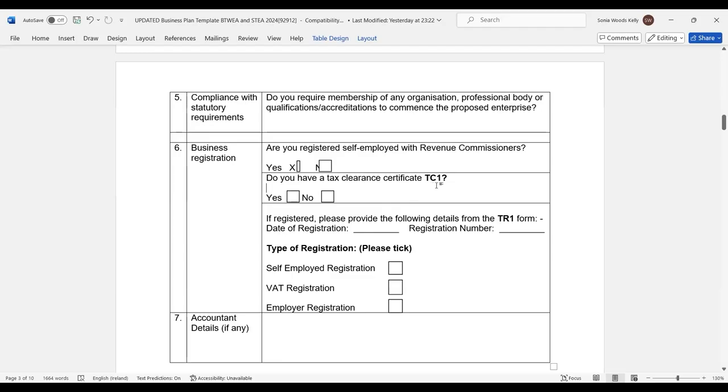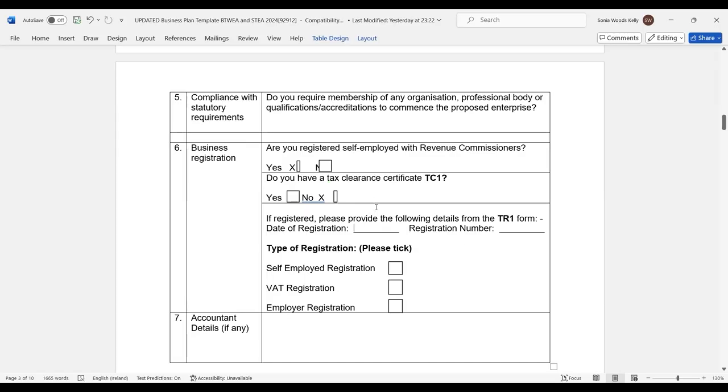A tax clearance certificate is proof given by Revenue that all relevant taxes are up to date for an individual or a business owner. So at this stage, you are not expected to have a tax clearance certificate. So it's actually okay to just put an X in here and say no, that you don't have it. Okay, so I'm just moving that over.